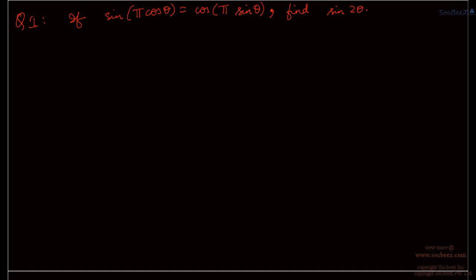If sine of pi cos theta, it's not just theta or alpha or something else. The argument itself is pi cos theta. So if sine of pi cos theta is equal to cos of pi sin theta, find sin 2 theta. Okay, so let's start. Let me write it down. Sine of pi cos theta equal to cos of pi sin theta.